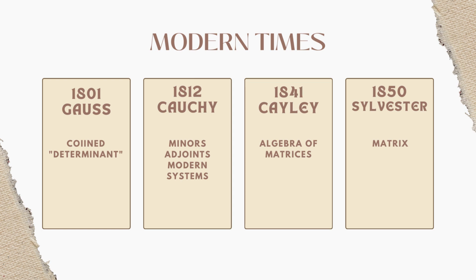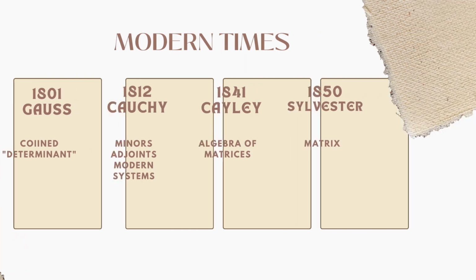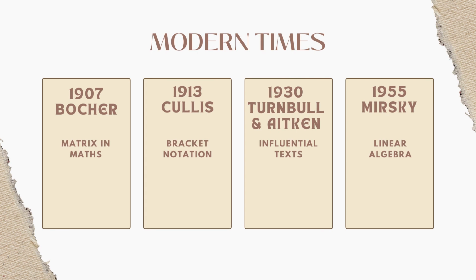And since Sylvester understood a matrix as an object giving rise to several smaller matrices, he named the arrays of numbers matrix. And in 1907, Bôcher brought matrix within mathematics, followed by English mathematician Cullis, who was the first to use modern bracket notation for matrices in 1913. But finally, it was Turnbull's book on the theory of determinants, matrices and invariants, which was the first of its kind on matrices. Later in 1938, the Turnbull and Aitken book became so influential and popularized matrices. Then Mirsky's An Introduction to Linear Algebra in 1955 helped matrix theory reach its present major role as one of the most important undergraduate mathematics topics.